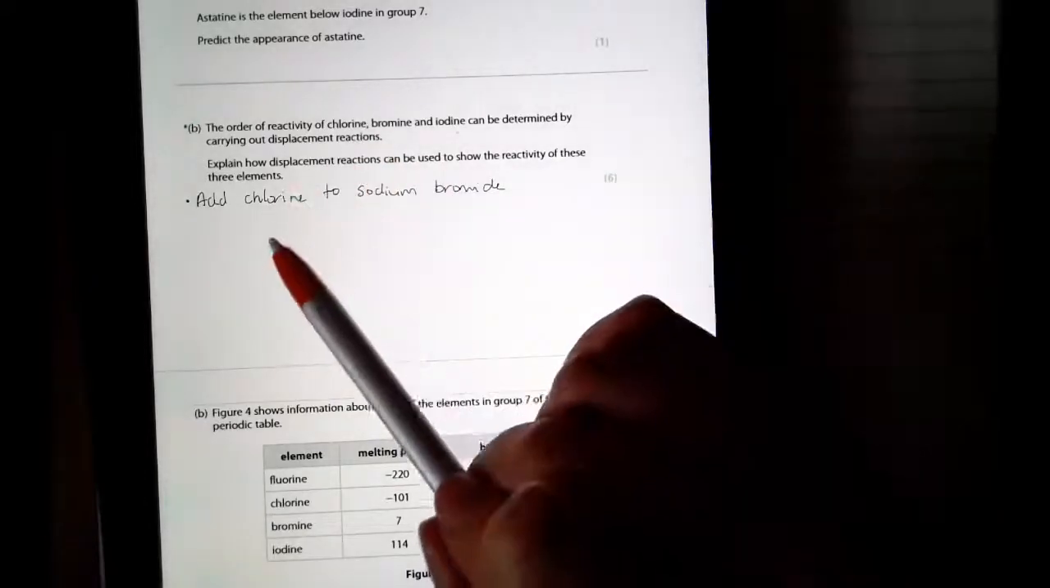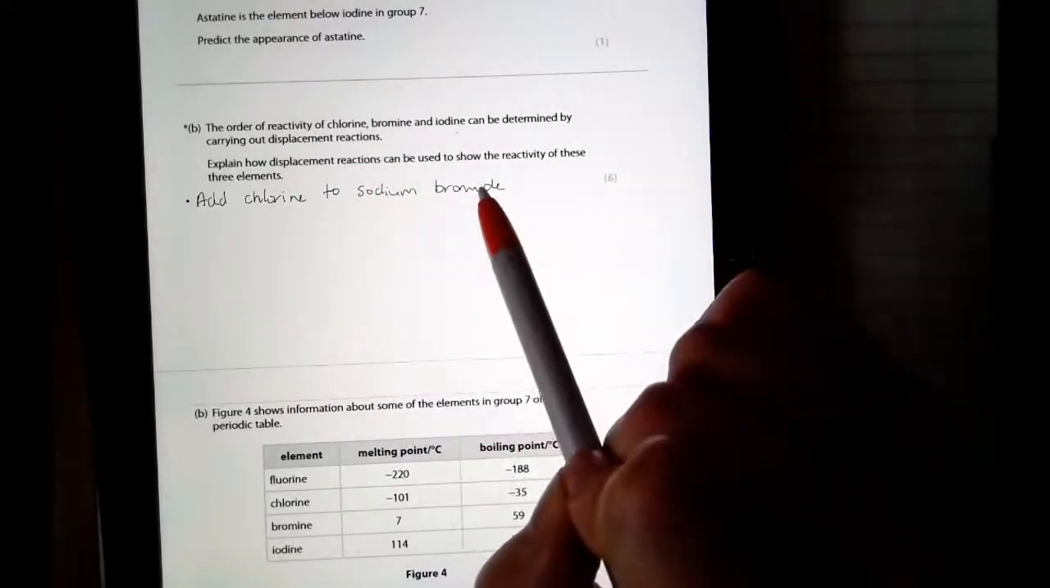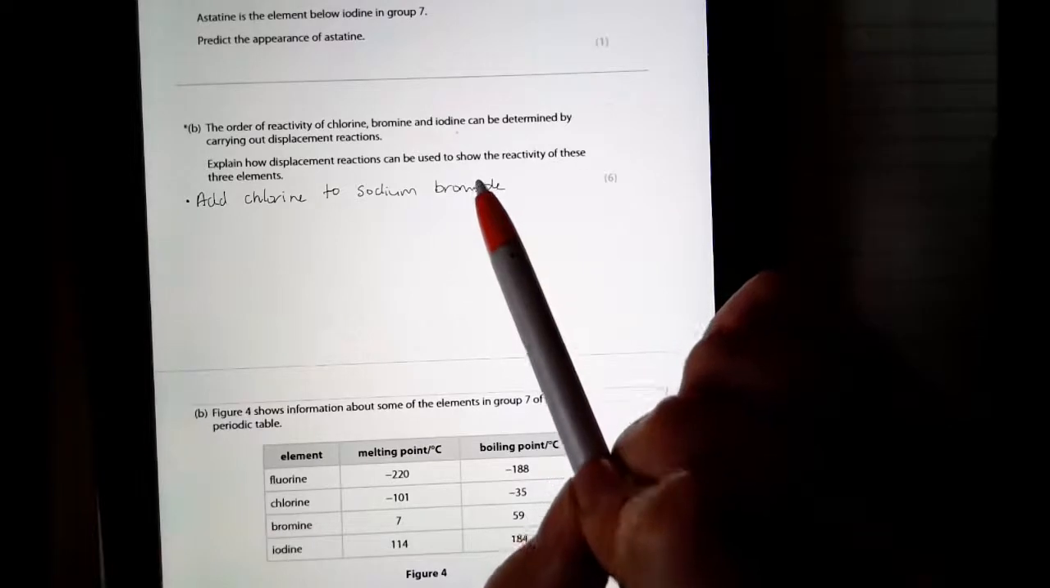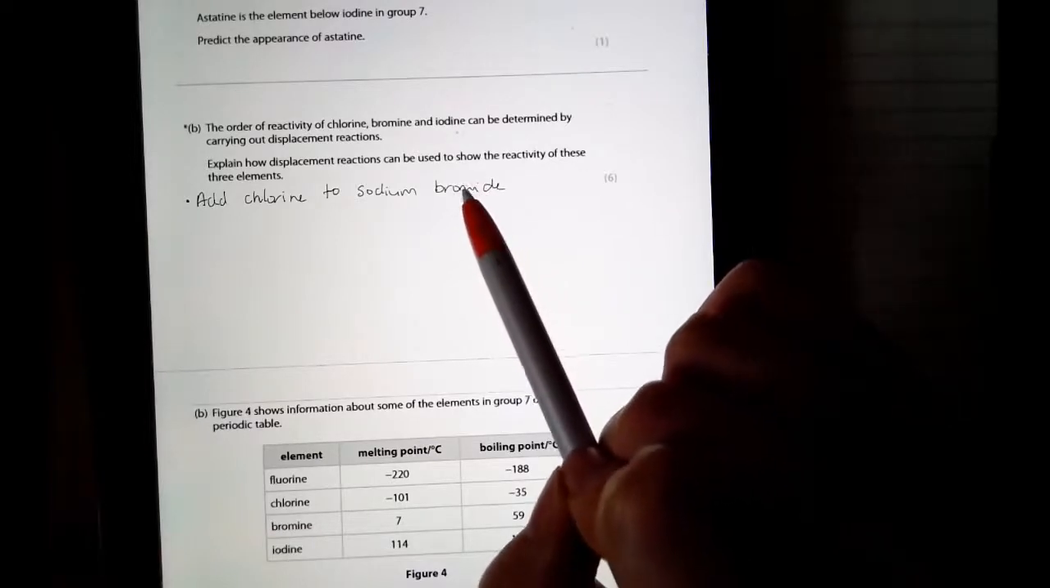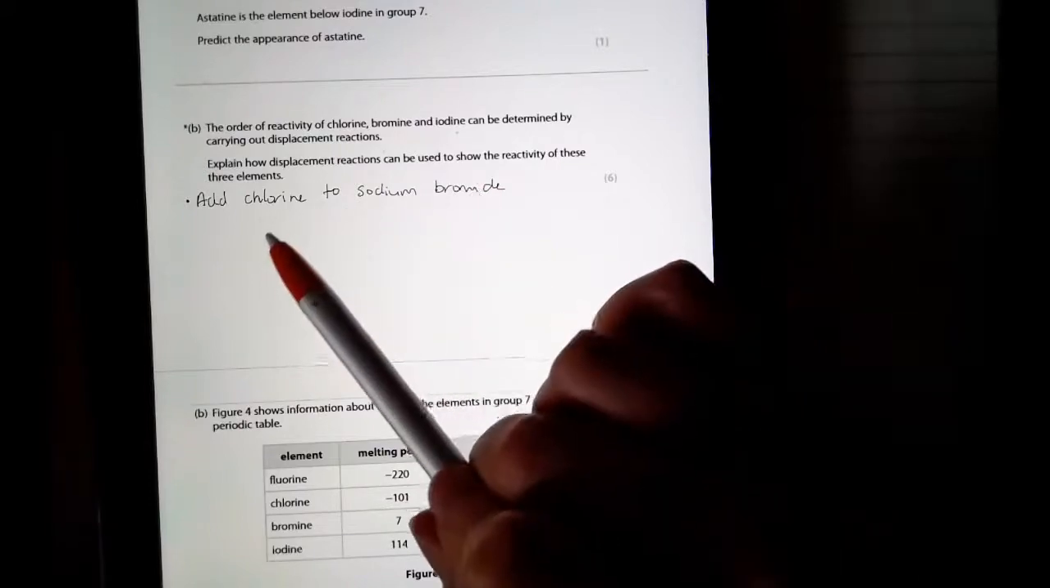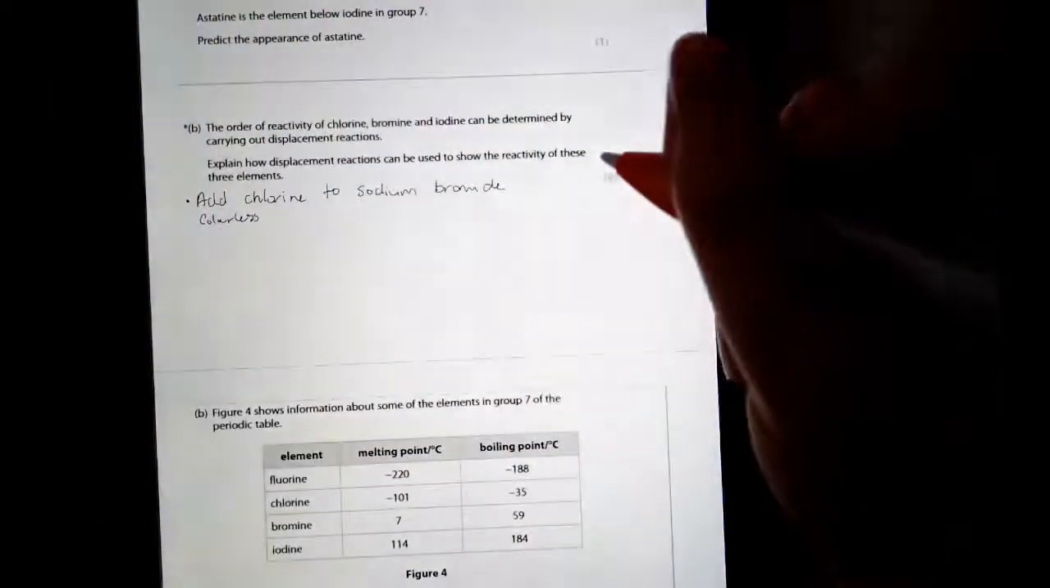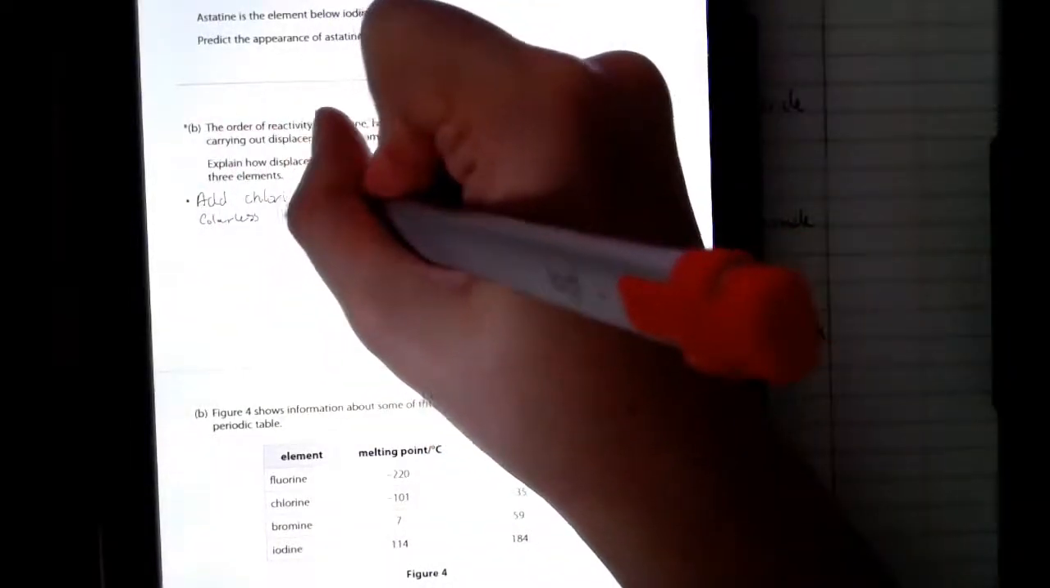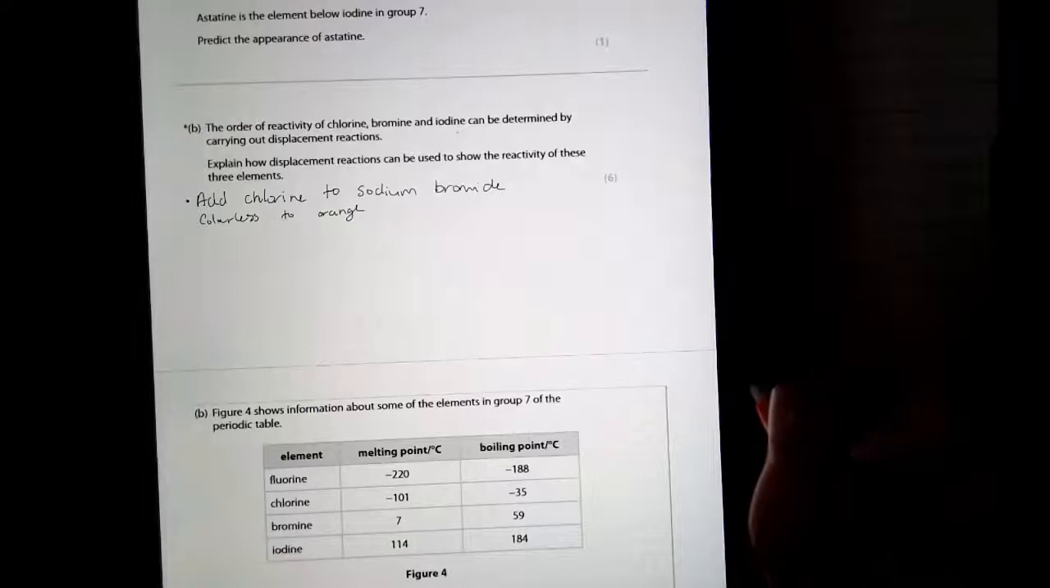When you do, chlorine is more reactive than bromine, so you would see them swap places. So you would see a reaction because they swap places. Because there's a reaction, you're going to see a color change. Chlorine is by itself, so it starts out as colorless, and bromine will end up by itself, so it will turn orange. So you add chlorine to sodium bromide, colorless to orange is what you will see.